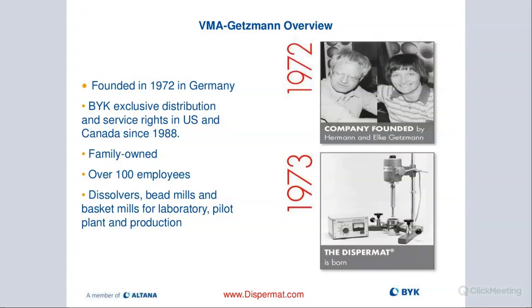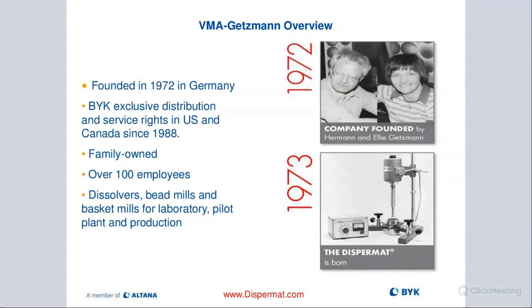Okay, so VMA Getzman is a German company, was founded in 1972 in Germany by this beautiful couple up on the top right, Hermann and Elke Getzman. They're still alive. Hermann is actually still visiting the office once a week just to make sure that everything runs smoothly and they still follow his design philosophy. The company is run today by his 2 sons, Martin and Christian Getzman. They're located about 30 miles east of Cologne. If you're familiar with Germany, it's kind of in the center of Germany and a beautiful part of that country.